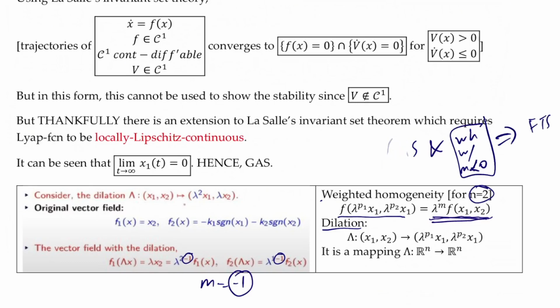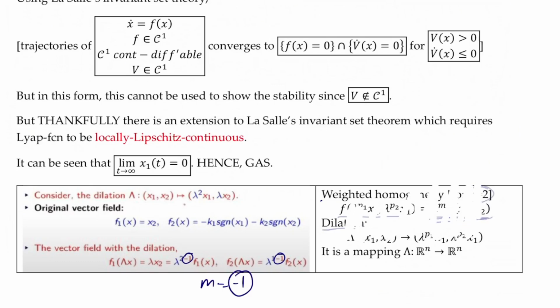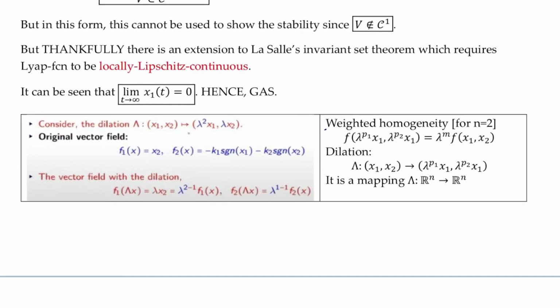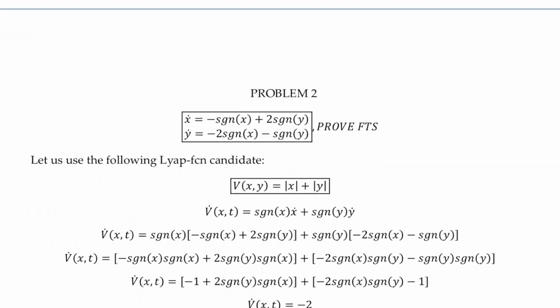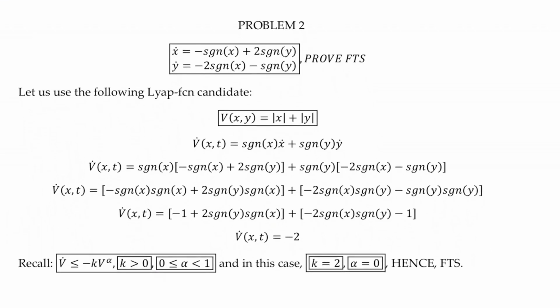Okay, of course this is something that I haven't talked about, mentioned in my previous videos, and this is something I will talk more about. The weighted homogeneity property is something that we care about, especially when we are talking about sliding mode controller type of problems. Okay, here's problem 2.